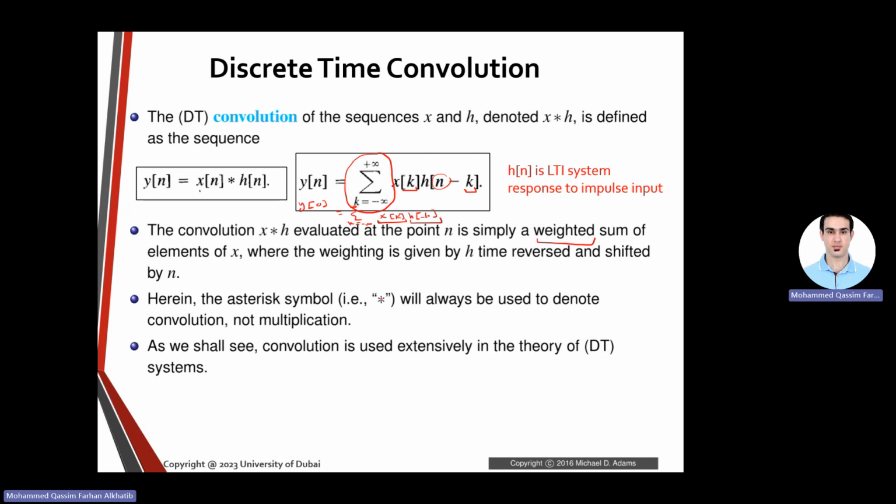From now on, the asterisk sign will be the symbol of convolution. In the discrete domain it's the same thing as in the time domain: convolution still has the same symbol. It will always be used to denote convolution, and it's not multiplication. Multiplication from now on will use the dot sign. There is a lot of theory on convolution, and we'll see that in this lecture.